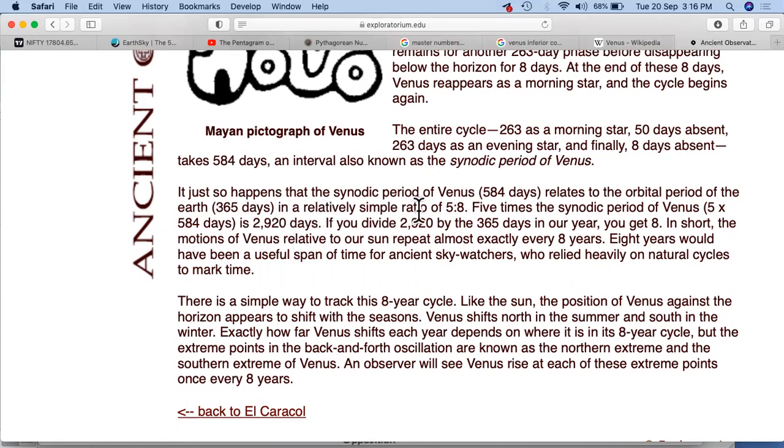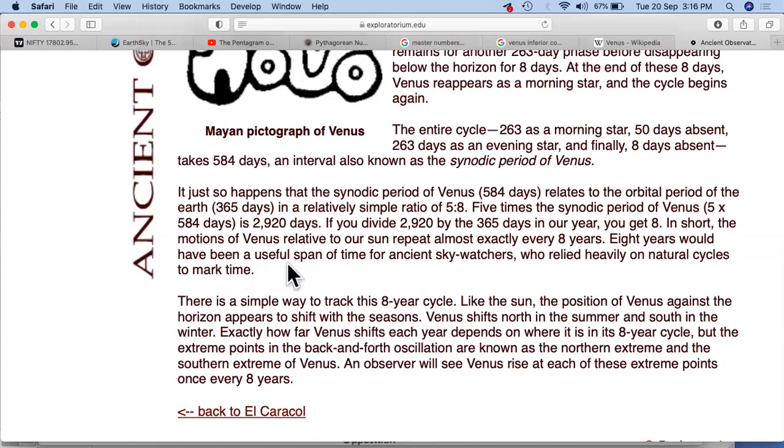In a relatively simple ratio of 5:8. So 5 times the synodic period of Venus, that is 5 into 584 days, is 2920 days, right? If we divide 2920 by the 365 days in our year, which is 1 year for Earth, you get 8, right? In short, the motion of Venus relative to our Sun repeats almost exactly every 8 years.